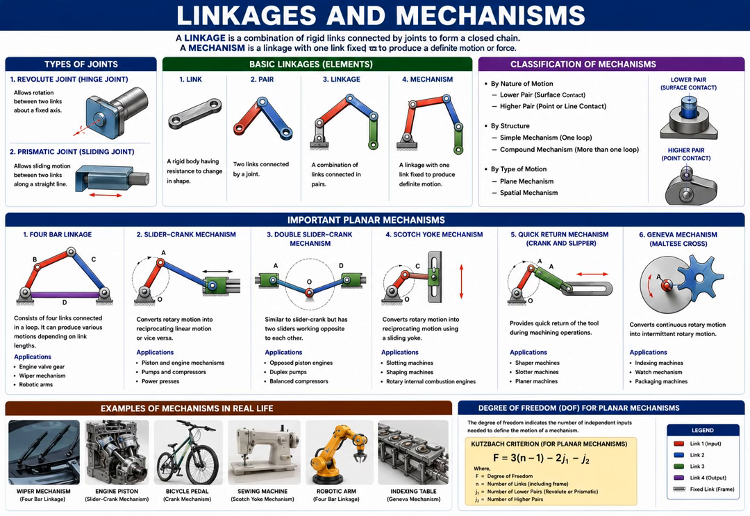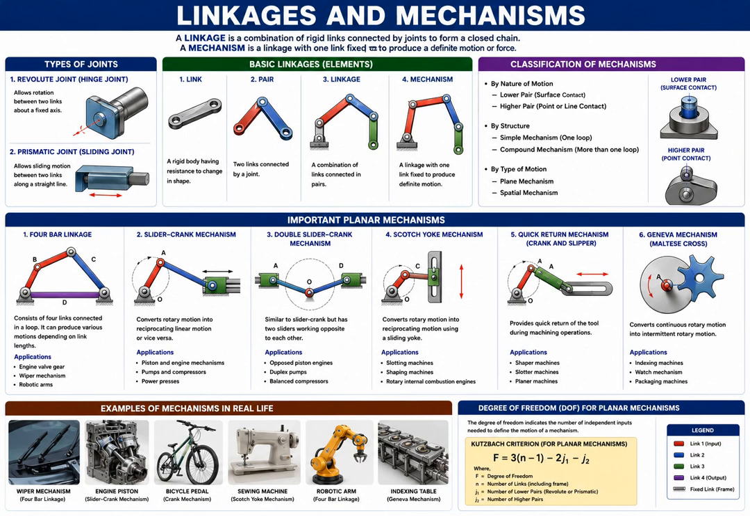Multiple connected links form a linkage. And when one link is fixed to control motion, the entire system becomes a mechanism. This is the foundation of machine motion. Now let us understand the most important mechanisms.